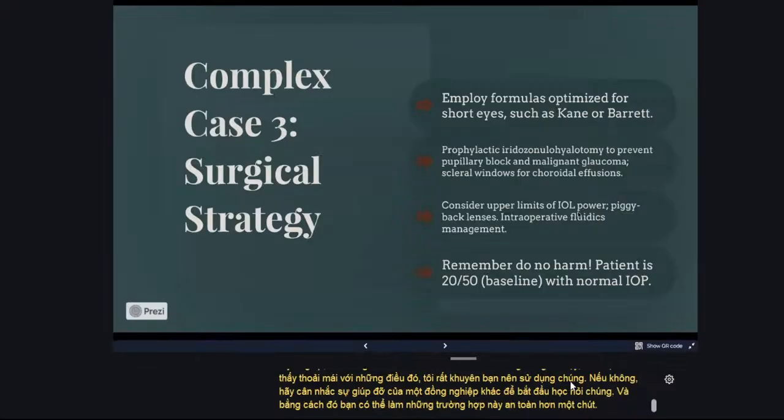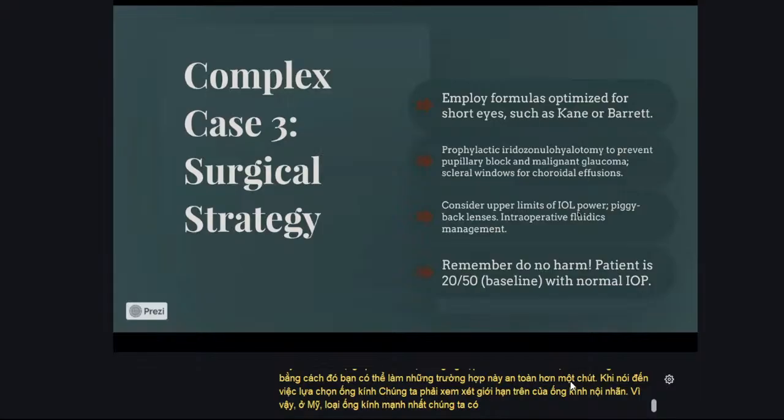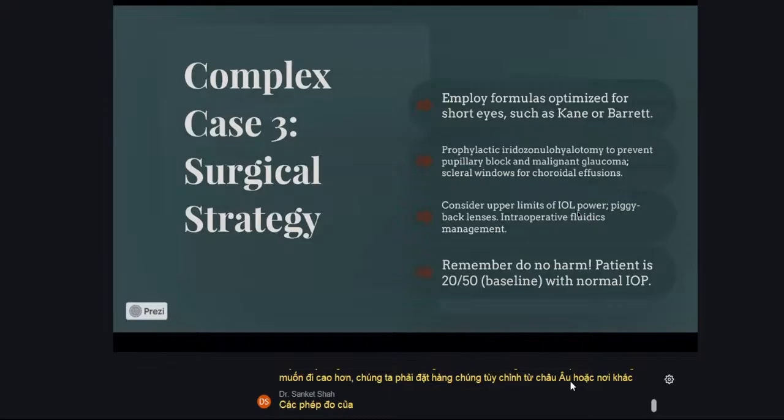When it comes to lens selection, we have to consider the upper limits of intraocular lenses. So in the US, the strongest lens we can get is a 40 diopter lens. And if we want to go higher, we have to order them custom from Europe or somewhere else. This patient's measurements yielded a 45 diopter lens. So a couple of things to think about.